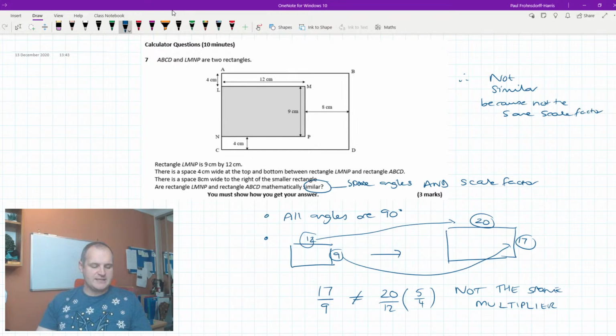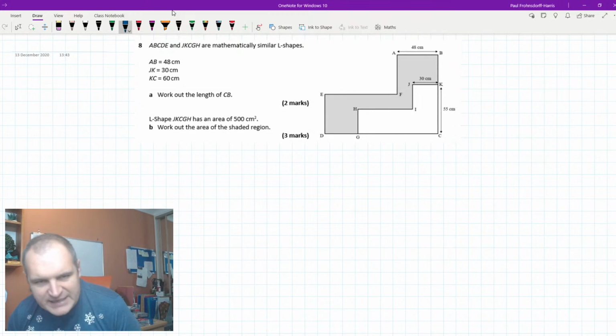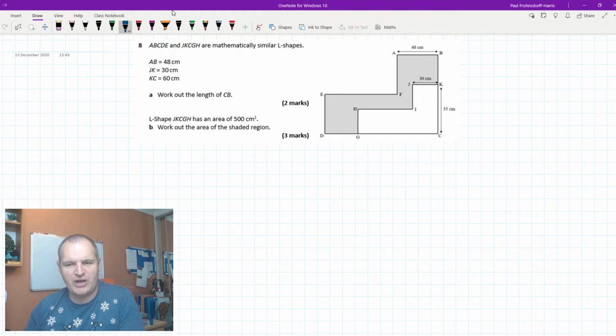Ready to move on to number 8? We've only got three left, I think. Here we have an L shape inside an L shape, sort of tucked up. And it says, we've got some numbers, work out the length of CB. And it says this time that they are mathematically similar.